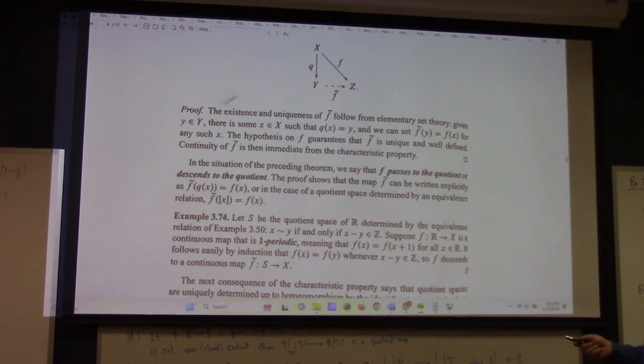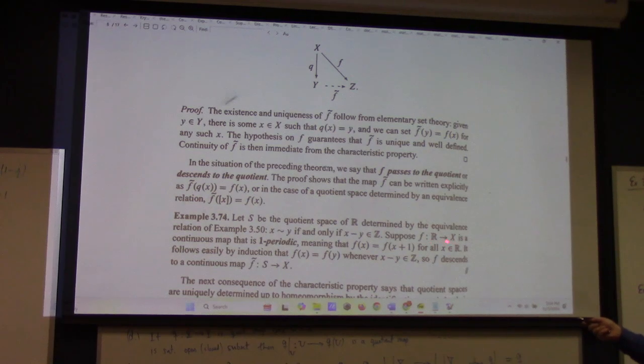All right, great. Or in terms of the equivalence class notation, if the quotient is mapping to the equivalence class, you know, for a quotient which is defined in terms of an equivalence relation, this is how f tilde works. All right, great. So if S is the quotient space of R determined by the equivalence of example 3.50, which was that two real numbers are equivalent if they differ by an integer. That was the equivalence relation, all right?